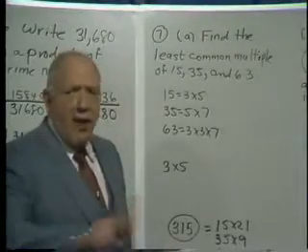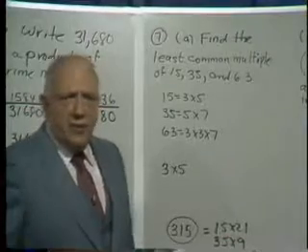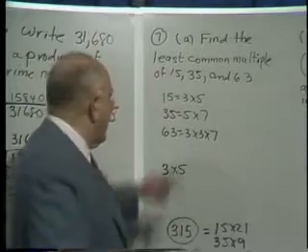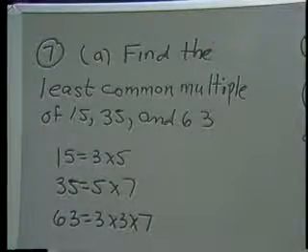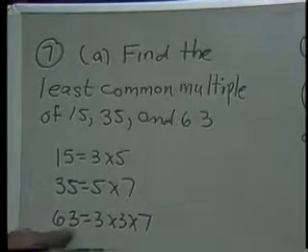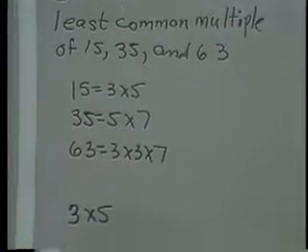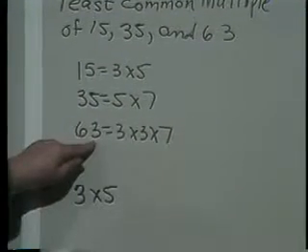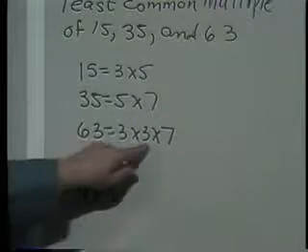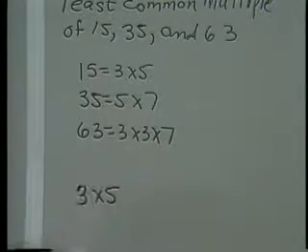Now, one way is to list all the multiples of 15, all the multiples of 35, and all the multiples of 63, and see what happens. But there's an easier way if you use prime factors. See, 15 breaks down into 3 times 5, doesn't it? 35 breaks down into 5 times 7. 63 breaks down into 9 times 7, and 9 in turn breaks down into 3 times 3. See, 6 plus 3 is 9, so that's divisible by 3. 3 goes into 63 21 times, and 21 is 3 times 7. See the check? 3 times 3 is 9, times 7 is 63.